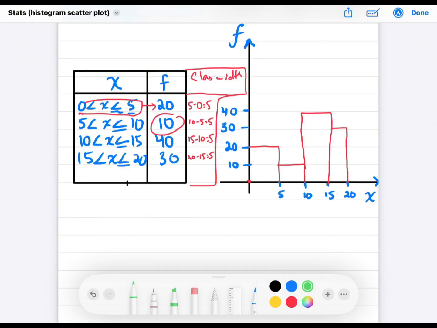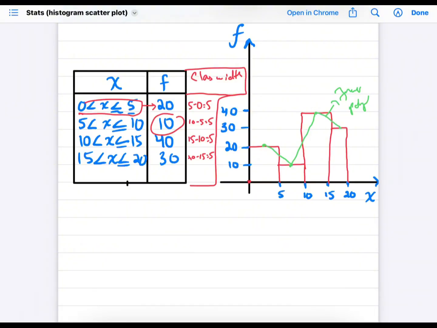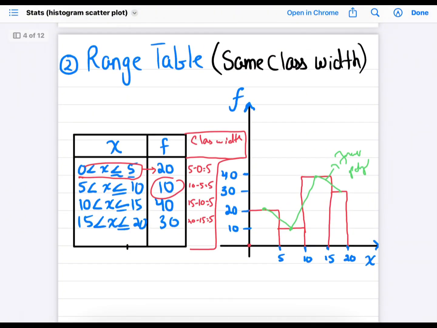If we want to make a frequency polygon, then we have to put a dot on the center of the top of the bar, and we have to join all the dots. So this is our frequency polygon. Okay, so I hope everything is clear. Now you can see that the class width is the same. Then the histogram is very easy to solve.